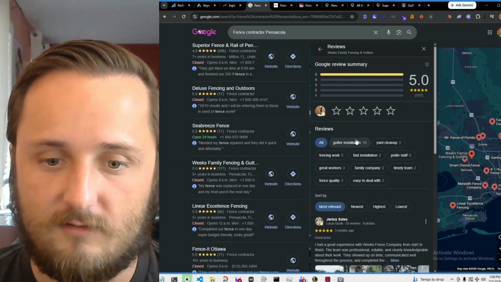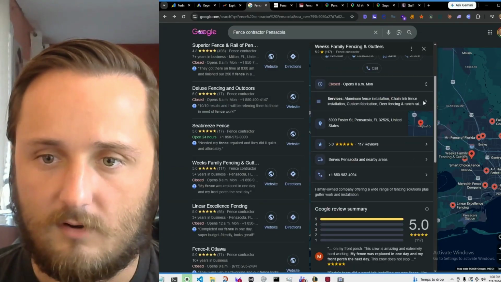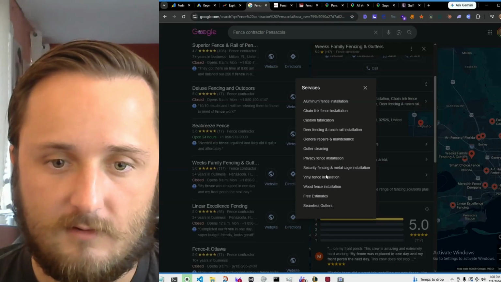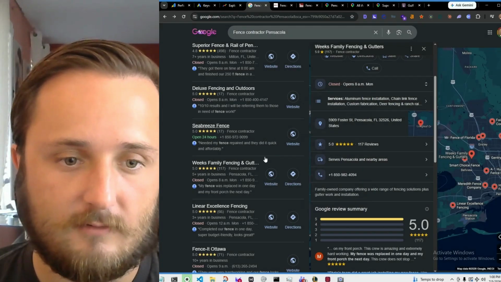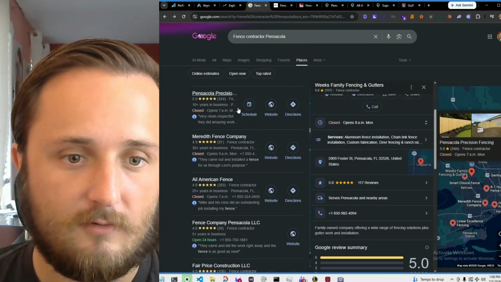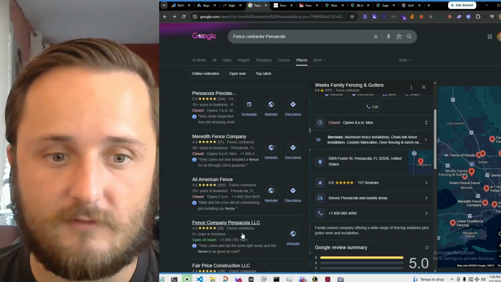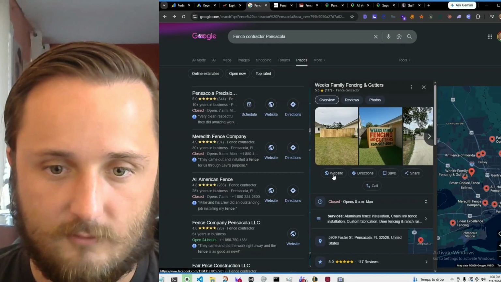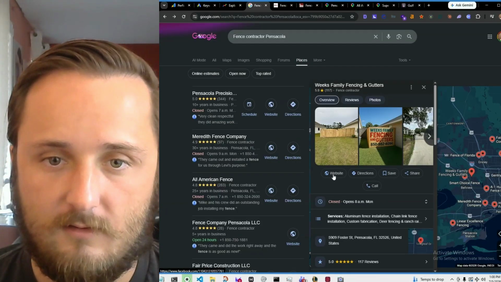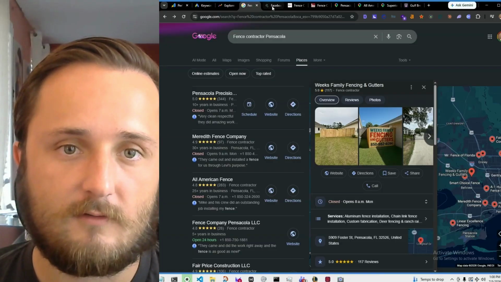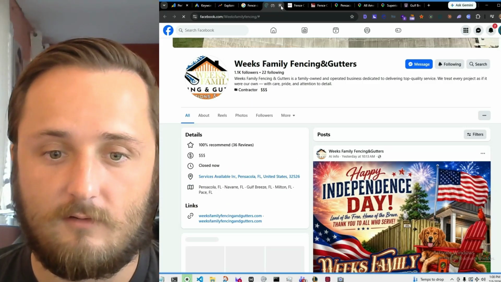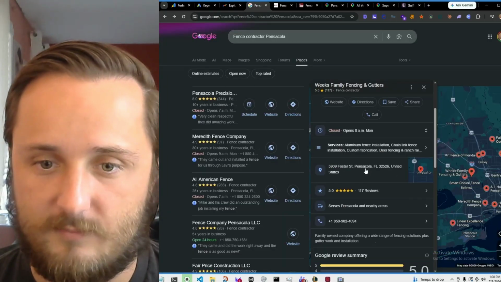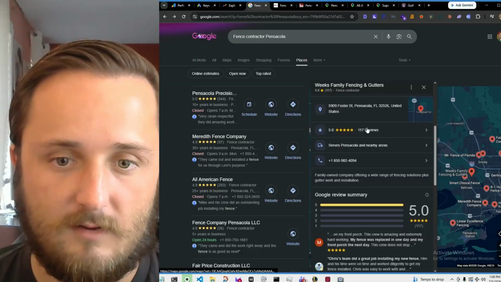Okay, they have got gutter installation, which is interesting. We're going to look over their services. Notice how they don't have as many services, but the other Google business profiles have more services and they're ranking a little bit higher. Not saying that's causal, but it's just something to be aware of. Also, this Google business profile has a link to their Facebook page instead of their website, so that's something we can easily beat them on.